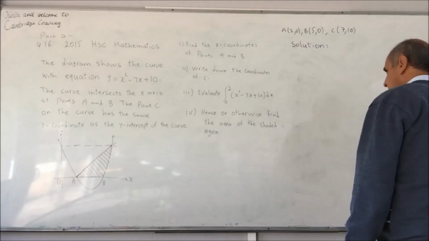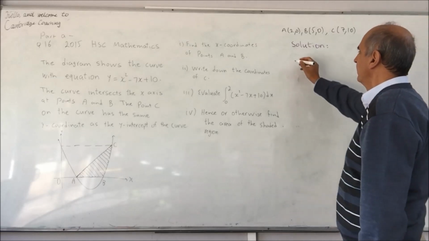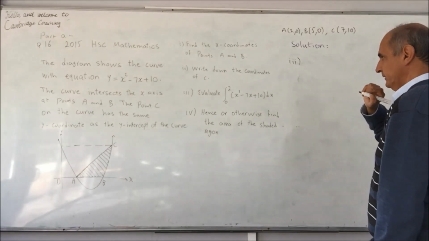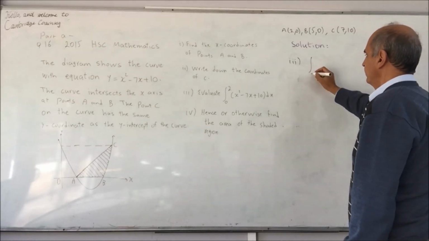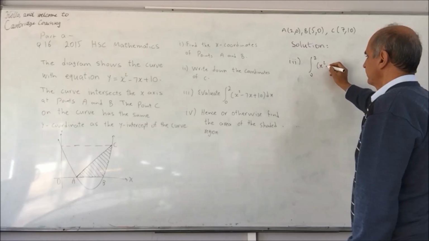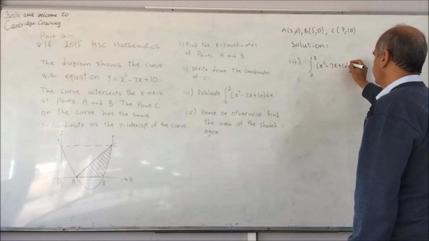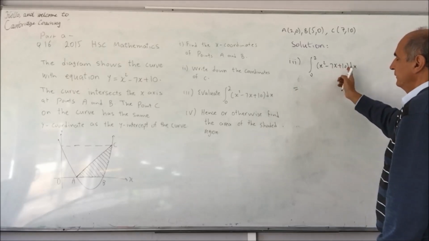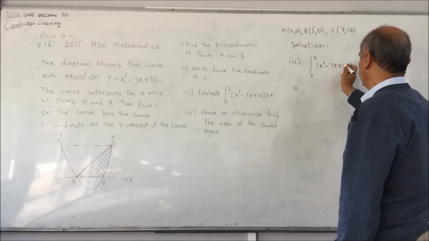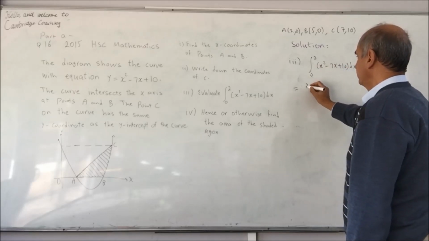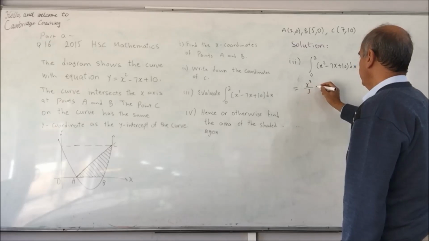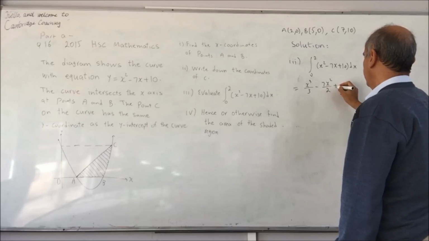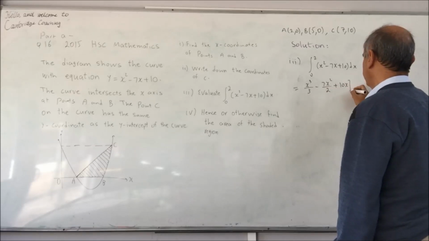Okay, let's look at part 3. Part 3 is asking us to evaluate this integral: the integral from 0 to 2 of x squared minus 7x plus 10 dx. All we need to do is integrate each term separately and add or subtract, depending on the sign. So x squared becomes x cubed on 3, minus 7x squared on 2, and 10 becomes 10x.